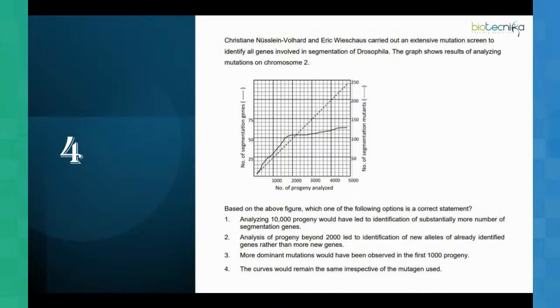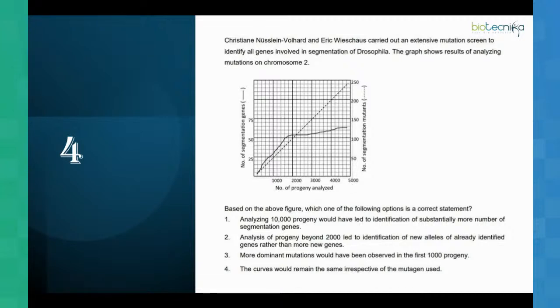I'm sorry, beautiful colors. Thank you for trying, but your answer is not correct. Okay, so let's have a look. Statement 1. What it is saying is that analyzing 10,000 progeny would have led to identification of substantially more number of segmentation genes. Okay, so we are stopping the analysis at 5,000 progeny.